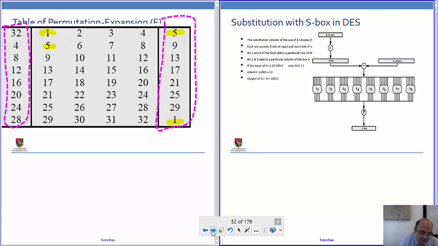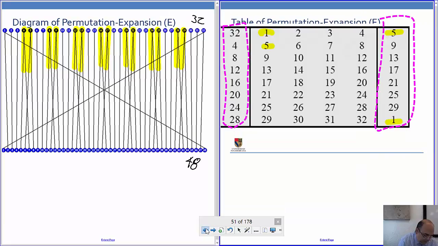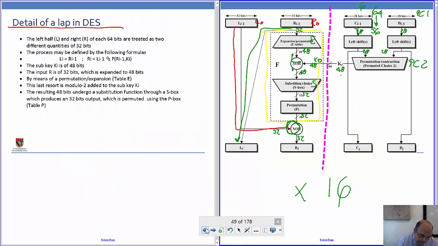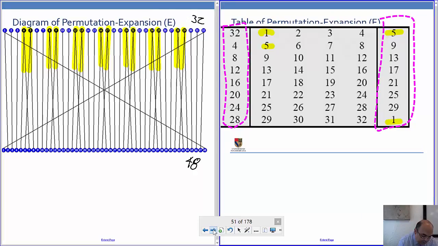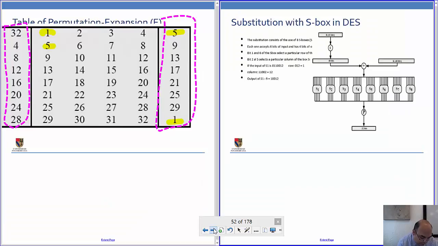So the substitution is fun. Why? The input of the substitution is going to be the XOR function. Remember here, this XOR function is 48 here, 48 here. We are going to have an output of 48. That's the input of the substitution.